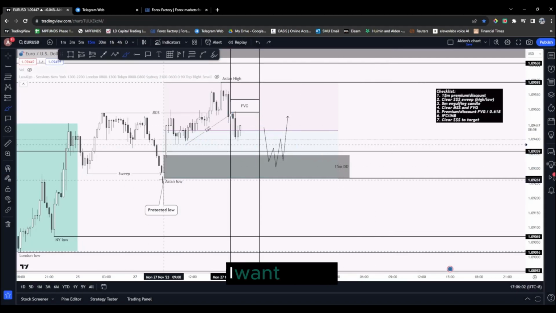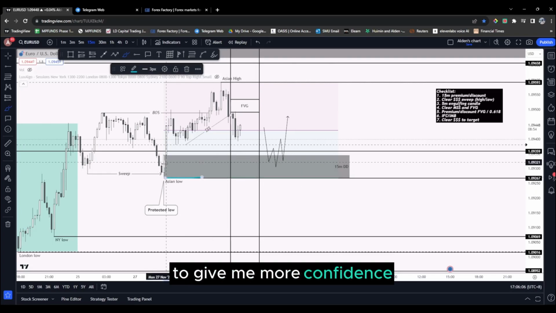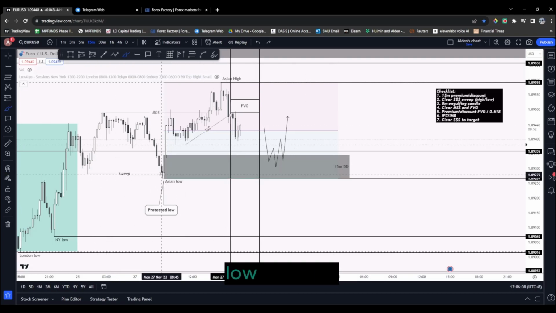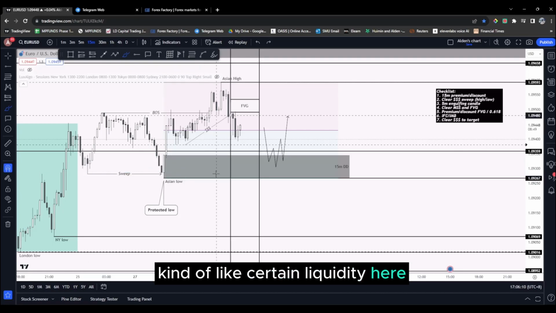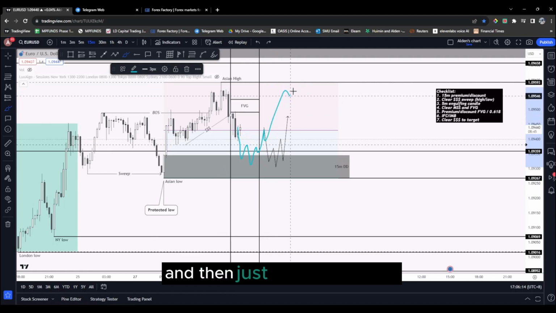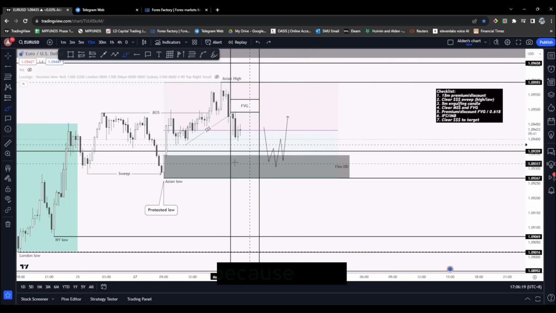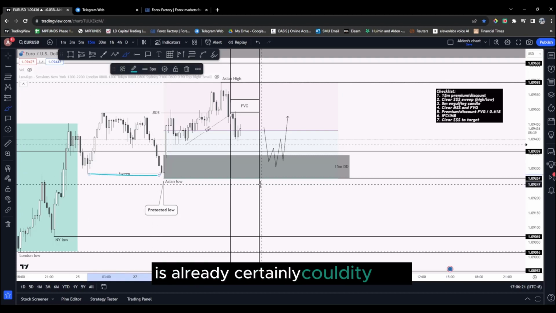And that's when I'll be looking to take longs here. Ideally I would want to wait for the Asian low to be taken out as well to give me more confluence, but after seeing that this low swept liquidity here, I expect this to be a protected low and price to respect it and then just continue up. I don't think price will do this and then go up because of how it has already swept liquidity.